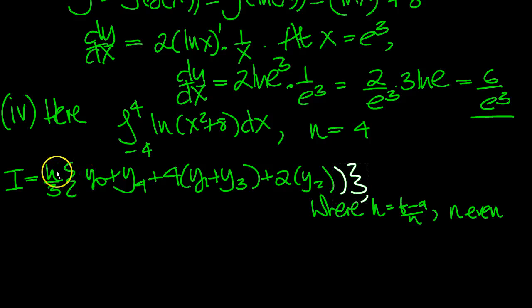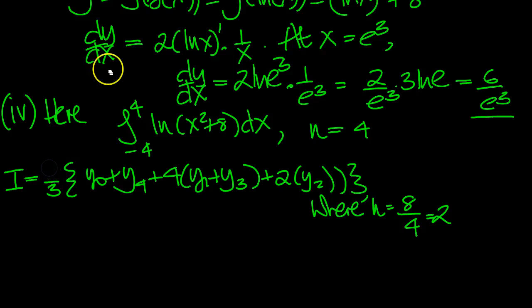Now h for the h over 3 part is b minus a, 4 minus minus 4, which is 8, over the number of strips, which is 4. 8 over 4 is 2. So let's put that in. So it's 2 over 3. We'll put it in the formula directly. So we're going to need y0 to y4 here, so we'll need x0, x1, x2, x3, and x4.